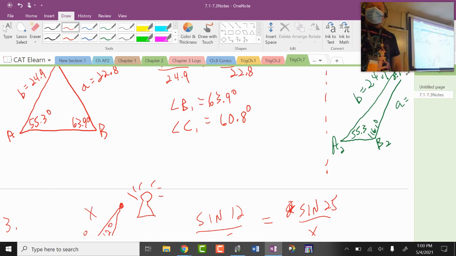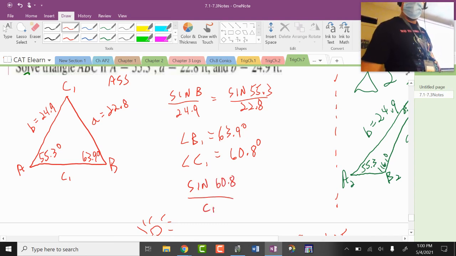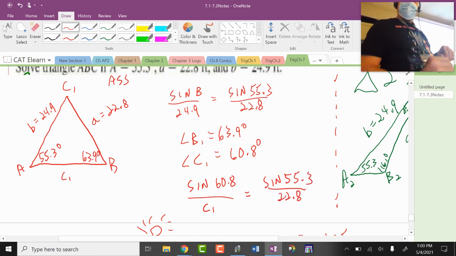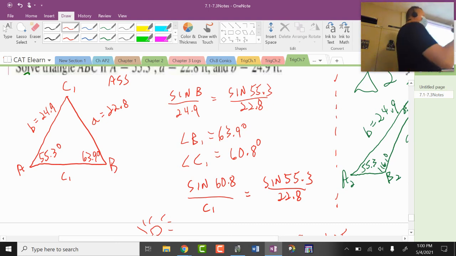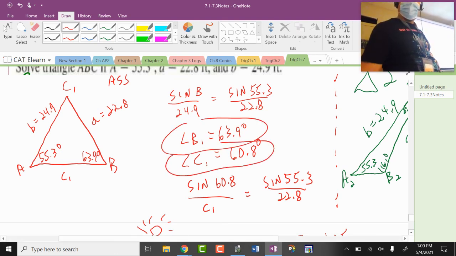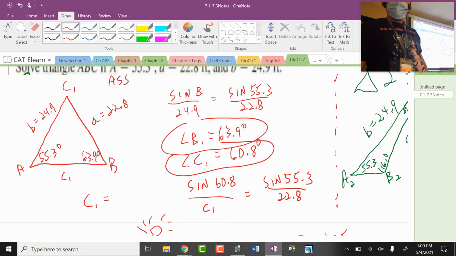So, yeah. And then for this lowercase c1, it's sine of 60.8 divided by c1 equals, go back to your original, sine of 55.3 over 22.8. All right. Crisscross multiply and then get what C1 is. So circle, circle, and then C1, I'll put the answer over here. That's actually a real easy one. 22.8 times sine 60.8 divided by sine 55.3.